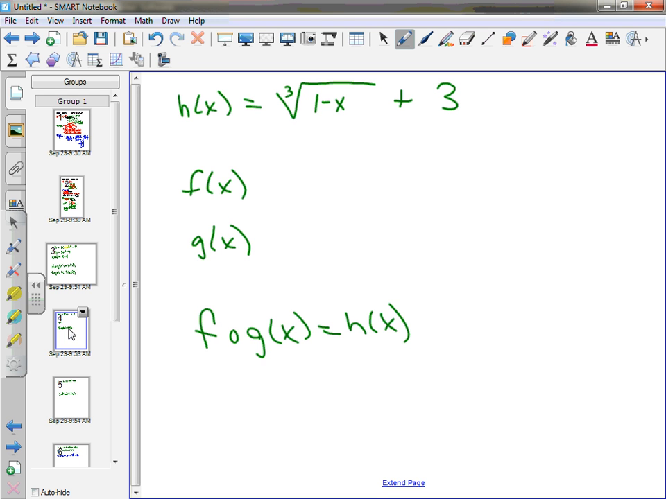What's that one going to be? The cube root of x. What's g? G is 1 minus x. What's the f of x? The cube root of x. Does that go all the way over or not? No, the square root does not go all the way. The 3 is not underneath it. Okay?